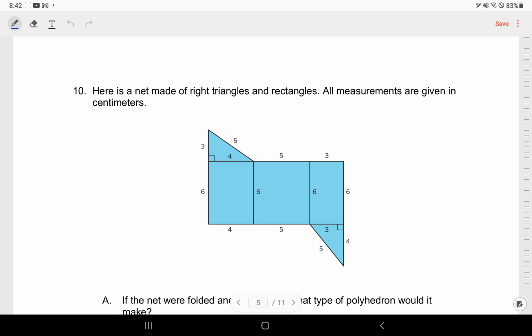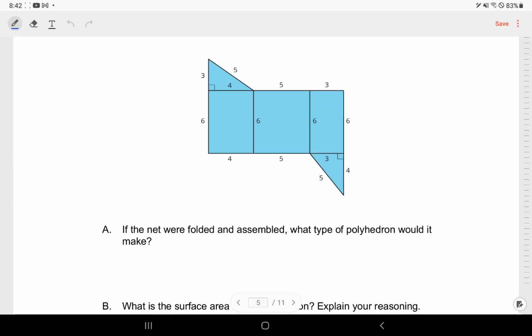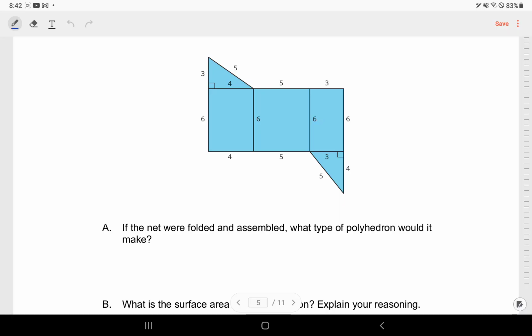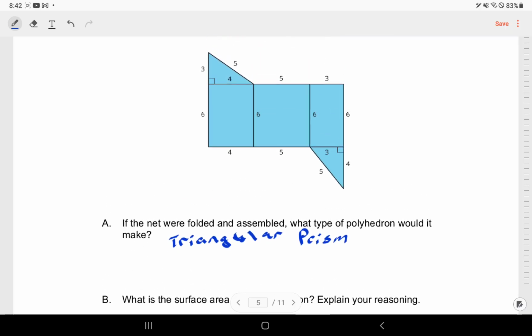Alright, so for number 10, we got a net and it's made of right triangles. All measurements are given in centimeters. So if it's folded, what type of polyhedron would it make? Well, we said earlier that if it has 2 triangles and 3 rectangles, it was a triangular prism. And so that's your answer. And so now, what is the surface area of this triangular prism?